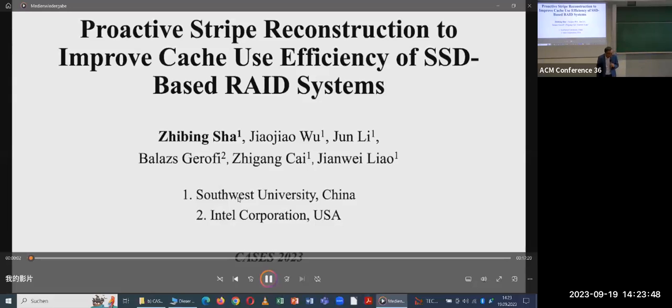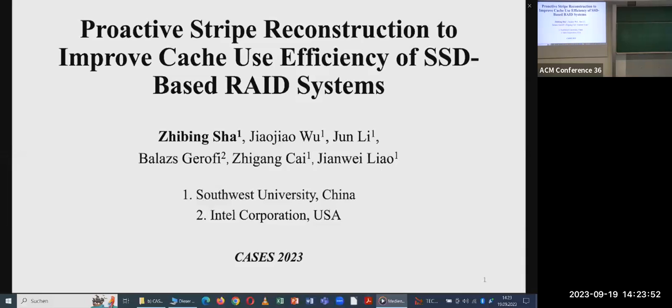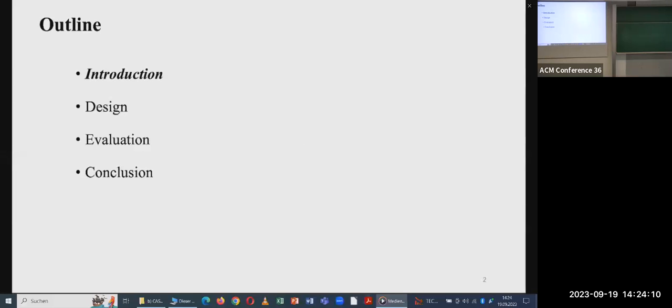Hello, everyone. I'm Zhibing Sha from Southwest University of China. Today, I will present our work, which is about proactive stripe reconstruction to improve cache use efficiency of SSD-based RAID systems. This presentation has 4 parts. The first part is the introduction.